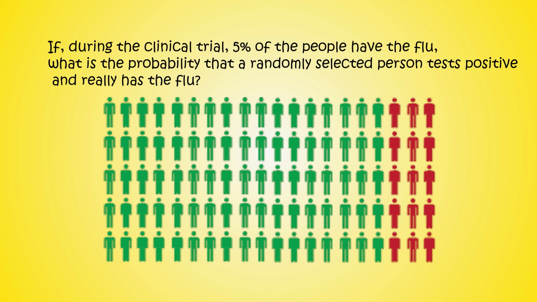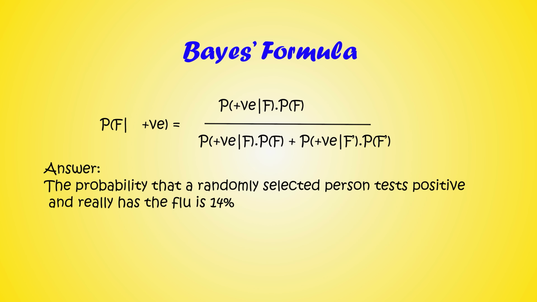If, during the clinical trial, 5% of the people have the flu, what is the probability that a randomly selected person tests positive and really has the flu? We can calculate this by the Bayes' theorem using the law of total probability.